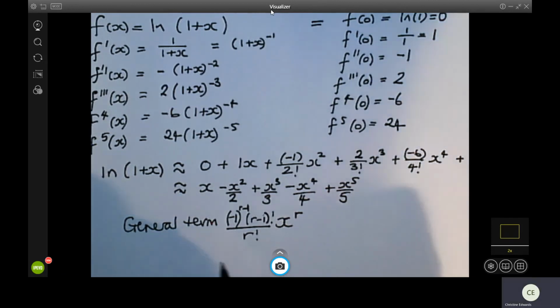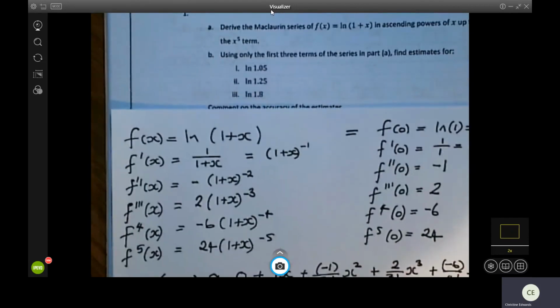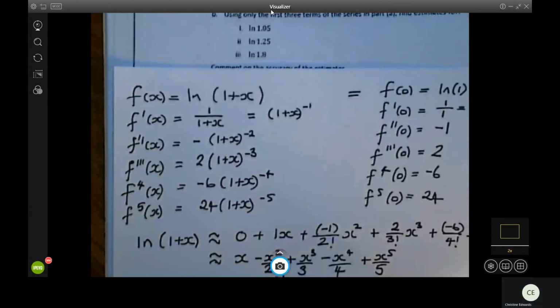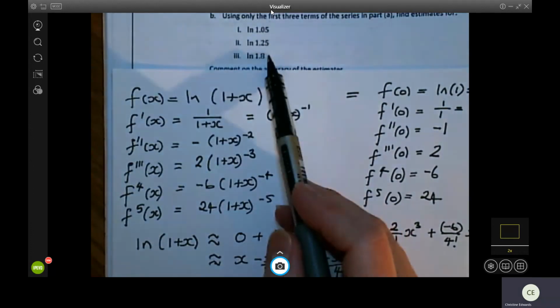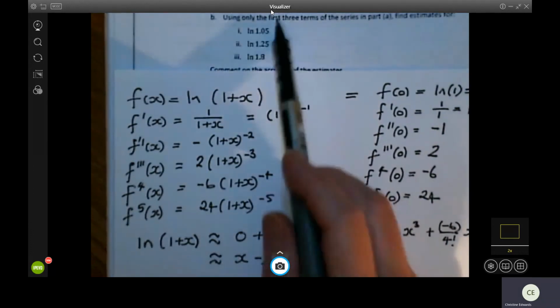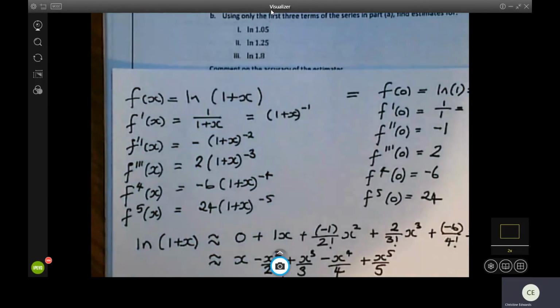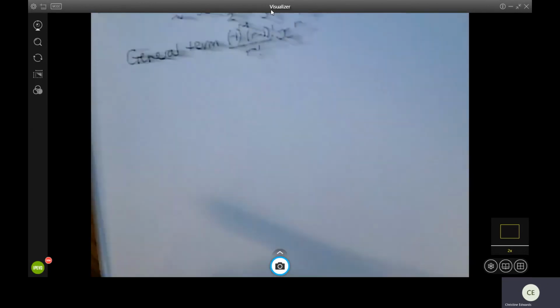Now, we need to continue to answer the question. It's asking us to come up with some approximations for particular values, but only using the first 3 terms of the series. So let's work through those.